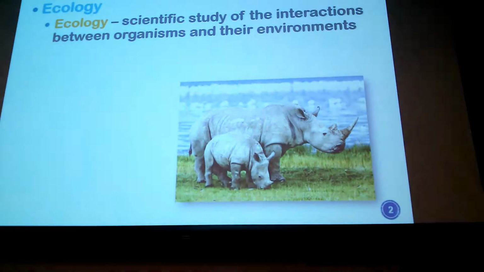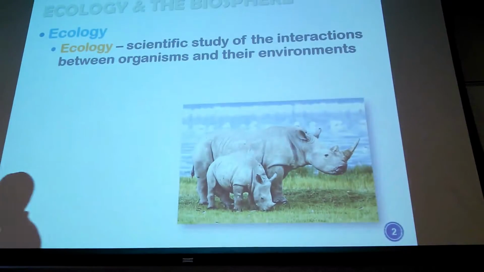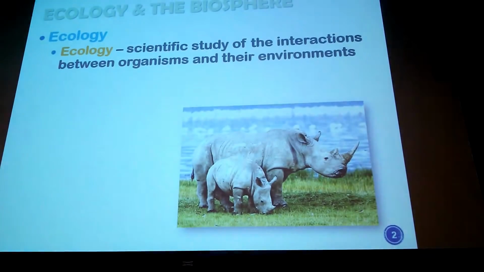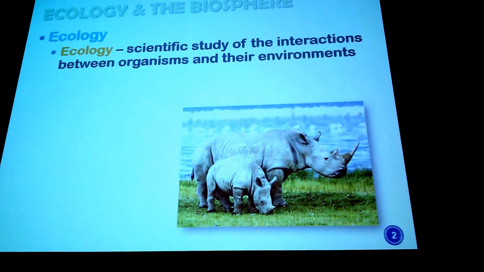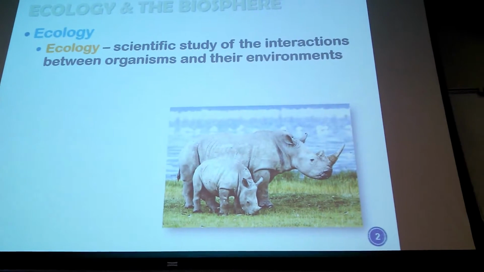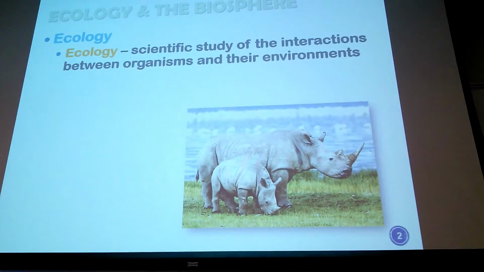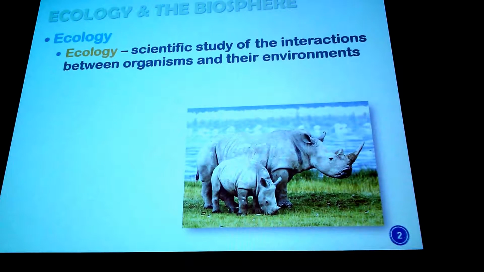Ecology. Scientific study of the interactions between organisms and their environments. It's all about how organisms interact with their environments, what they need from their environments to survive, what they give to their environments to help keep everything balanced, how they interact with each other. So this is what we're going to be talking about throughout these next several chapters. We're going to talk about the role of humans as far as interactions go. So ecology, scientific study of the interactions between organisms and their environments. I'll never ask you to define ecology, but I figure since we're talking about it, it might be useful to know what it is.